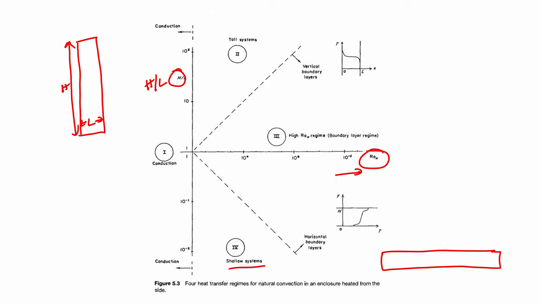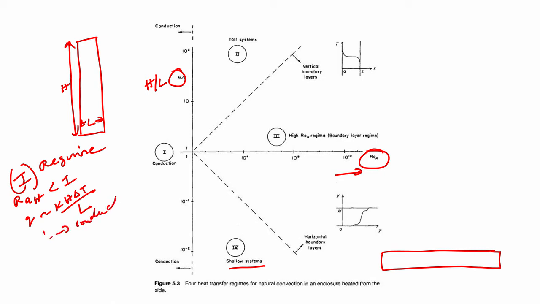Now, for regime 1. What is the key condition for regime 1? Regime 1 corresponds to Rayleigh number less than or equal to 1, where Q is basically kH delta T by L. So, whatever heat transfer is happening, it is happening in the conduction limit. When you have the conduction limit, that means your Rayleigh number is a very small number.